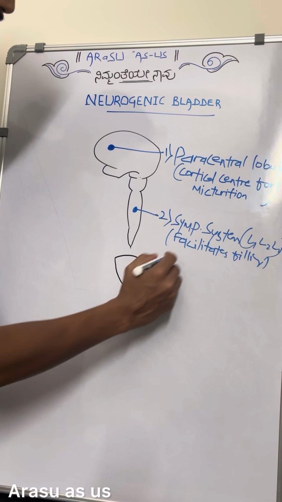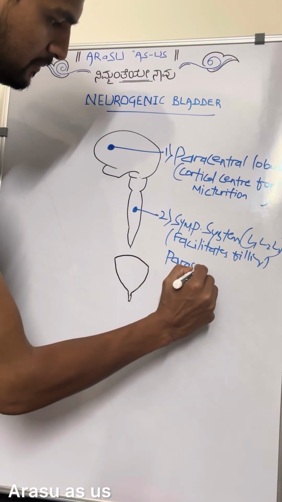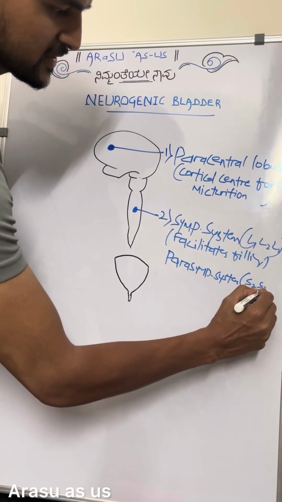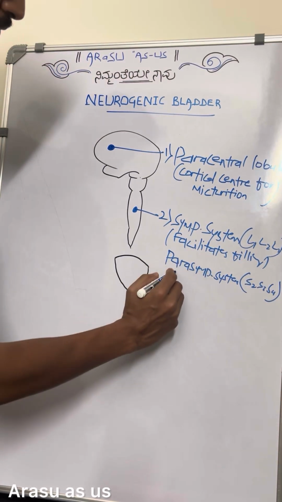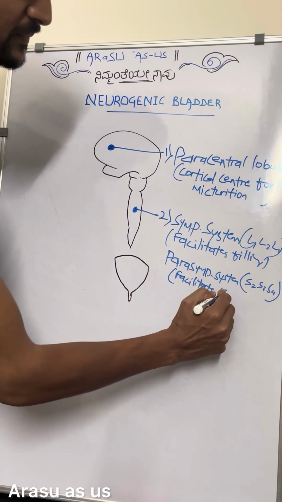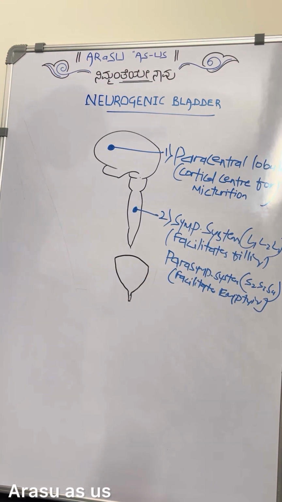Here one more center in the cord is the parasympathetic system through S2, S3, S4. This will facilitate emptying. This is the second thing.